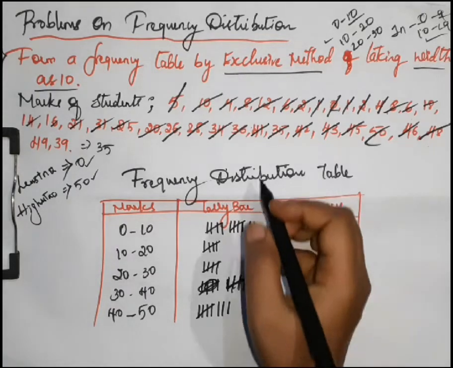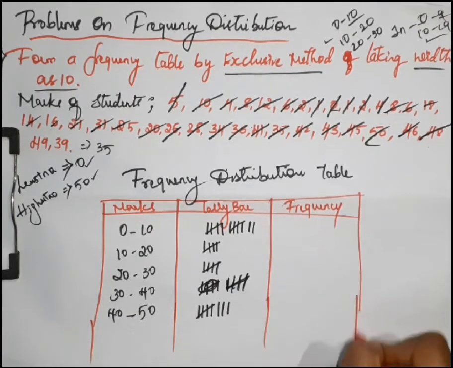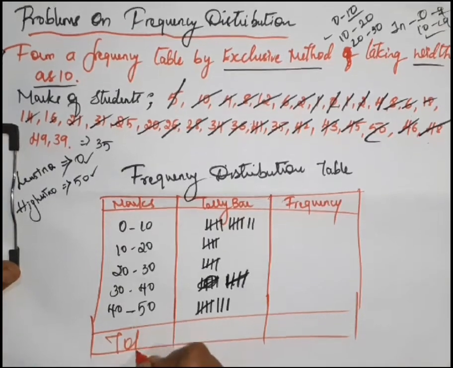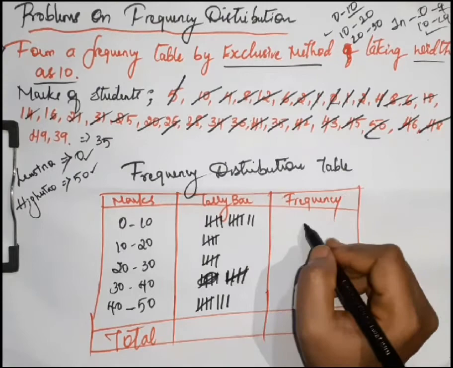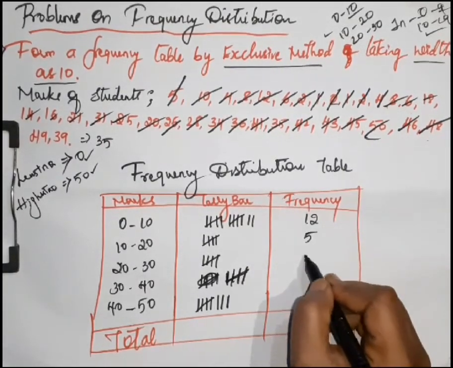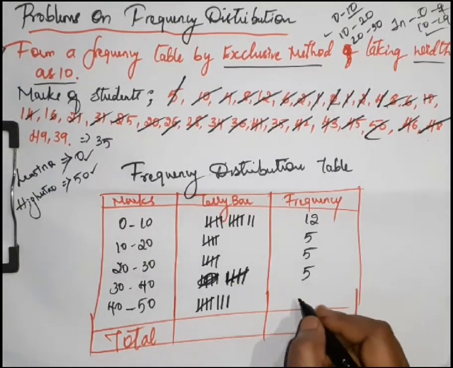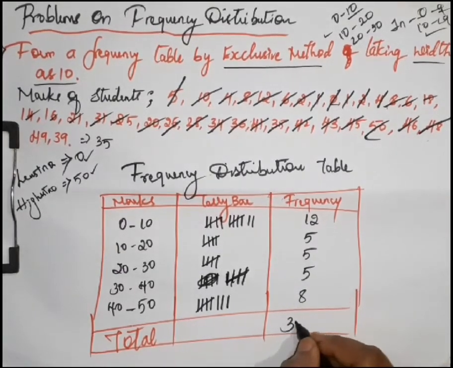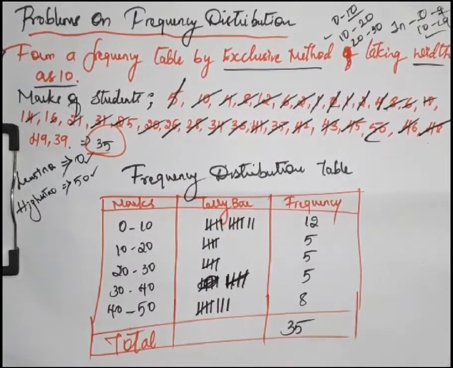After this, we have to count the numbers, that is, we write the total of the frequencies. Here we have 5, and 5 plus 5 plus 2 is 12. Then we have 5, here also 5, and this is also 5. Then here we have 8, 5 plus 3. So make a total, and you should get the number 35. That is the already given number.